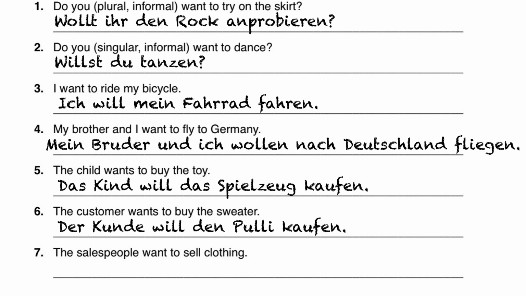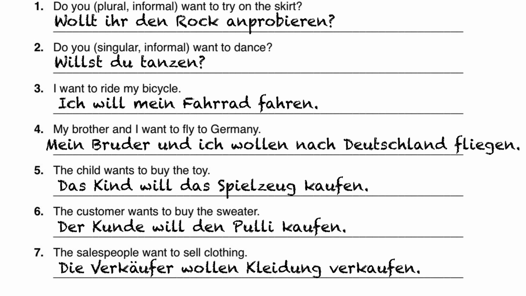In Nummer 7, the salespeople want to sell clothing. That's kind of what they're doing there. That's their job. The salespeople would be die Verkäufer, which is the plural form of der Verkäufer. Want is conjugated to go with the plural form, which is the they form, so we need here wollen. Clothing is Kleidung, and verkaufen is the word to sell, so our full sentence is die Verkäufer wollen Kleidung verkaufen.